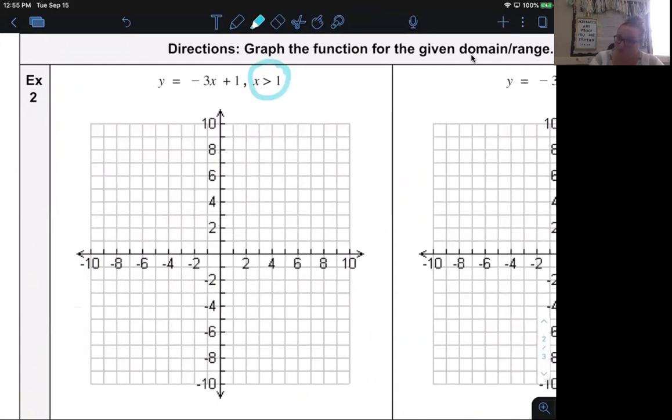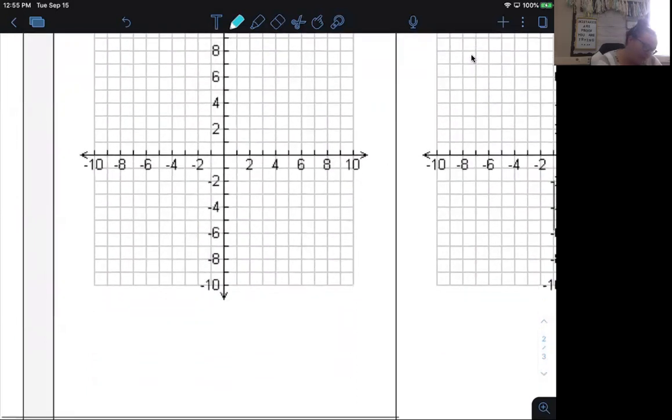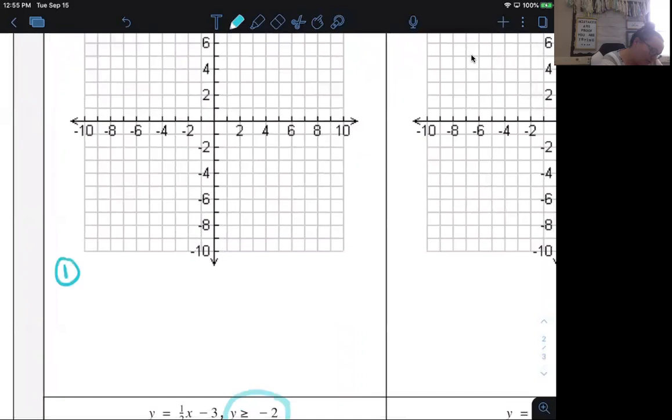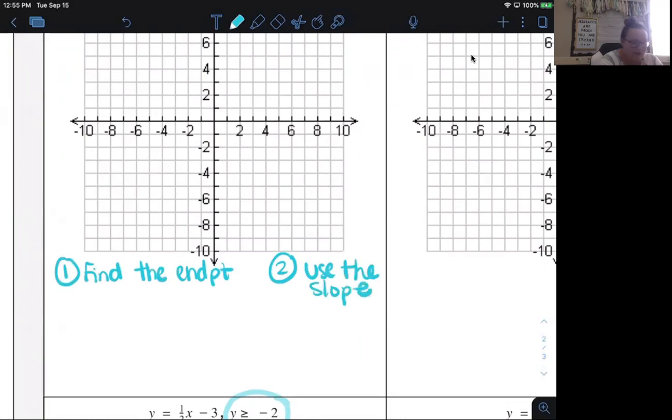So let me show you how to graph when there's only one restriction and what that's going to look like. To graph y equals -3x plus 1 for x is greater than 1, you're going to use an endpoint, and then you're going to use the slope to find other points on the graph. So step 1 is to find the endpoint, and then step 2 will be use the slope. Let me show you how that's going to work.